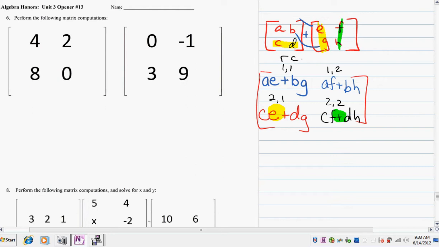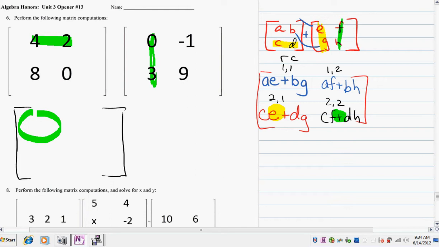So anyway, let's multiply these. My result would be here, and so I have to multiply the first row by the first column, and that ends up in this spot right here. So it's 4 times 0 plus 2 times 3. I now multiply my first row by my second column to go right here. And so that is 4 times negative 1 plus 2 times 9.